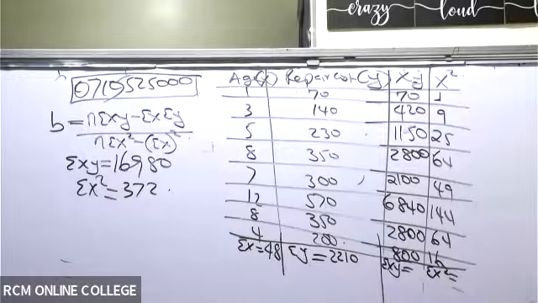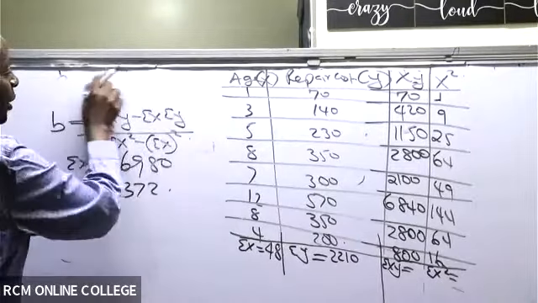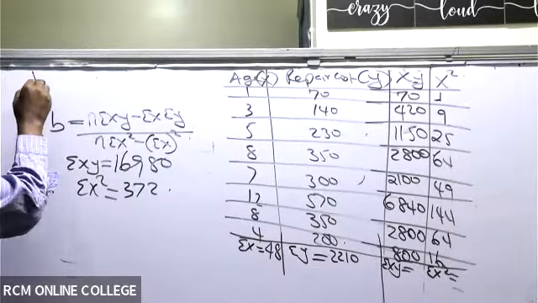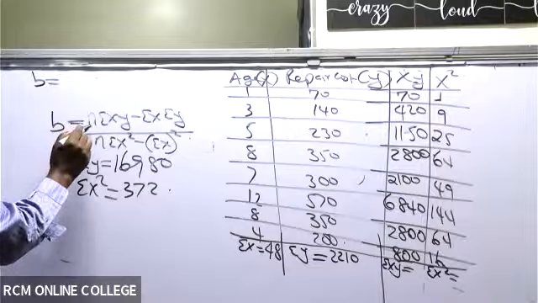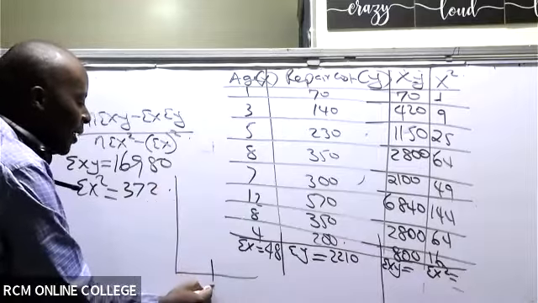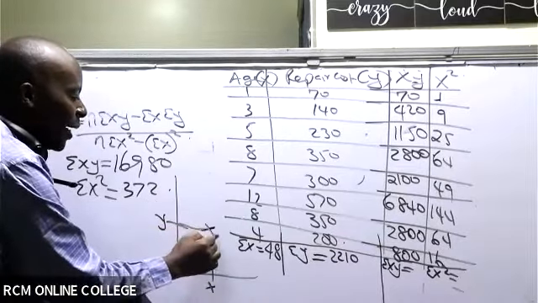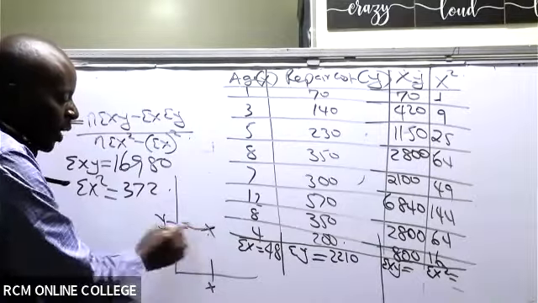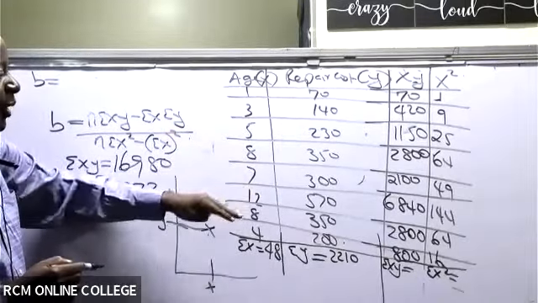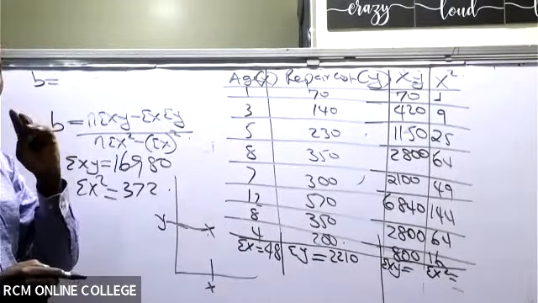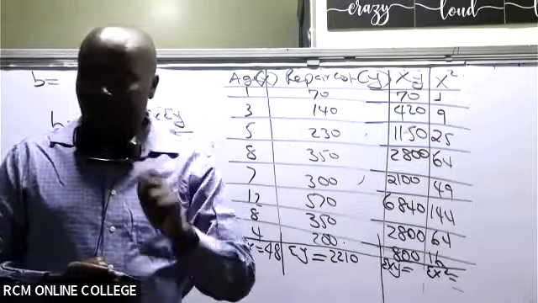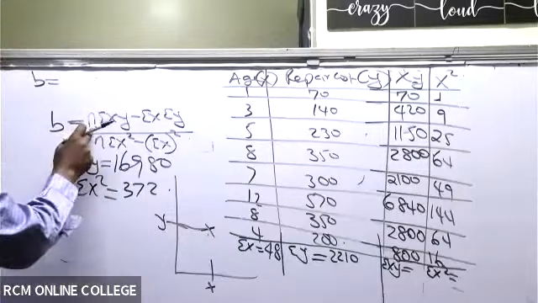So then please go ahead and do proper substitution here. Give me the value of B. To get B, I have n, the number of data points. Remember, a data point on a Cartesian plane is defined by x and y coordinates. So this is data point 1, 2, 3, 4, 5, 6, 7, 8. So our n is 8.